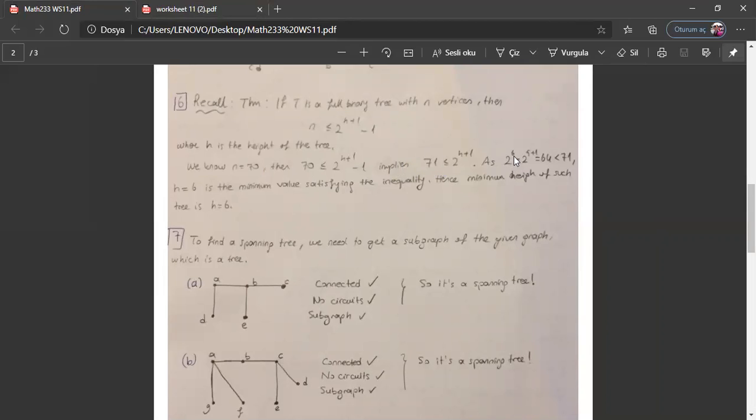We see that 2 to the 6 is 64, so it's less than 71. Then if h is equal to 6, we will get the minimum value for this 2 to the h plus 1, which is greater than 71. So h should be equal to 6. So the minimum height for such a tree is 6.